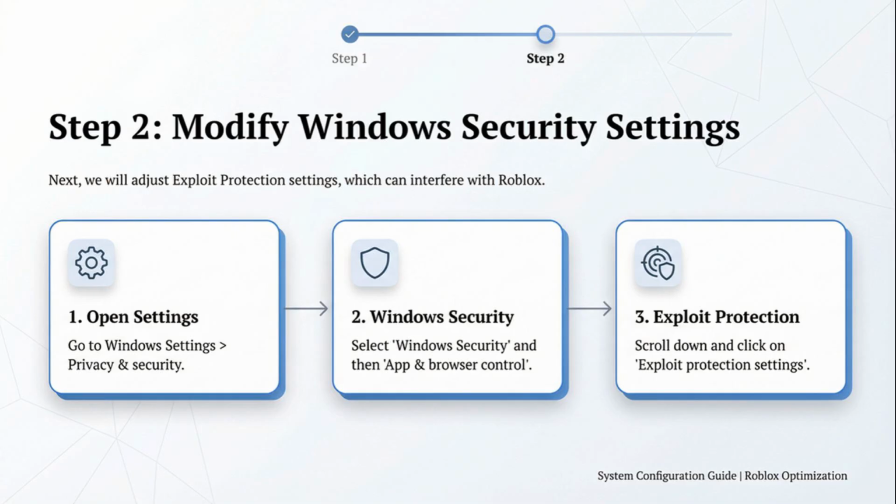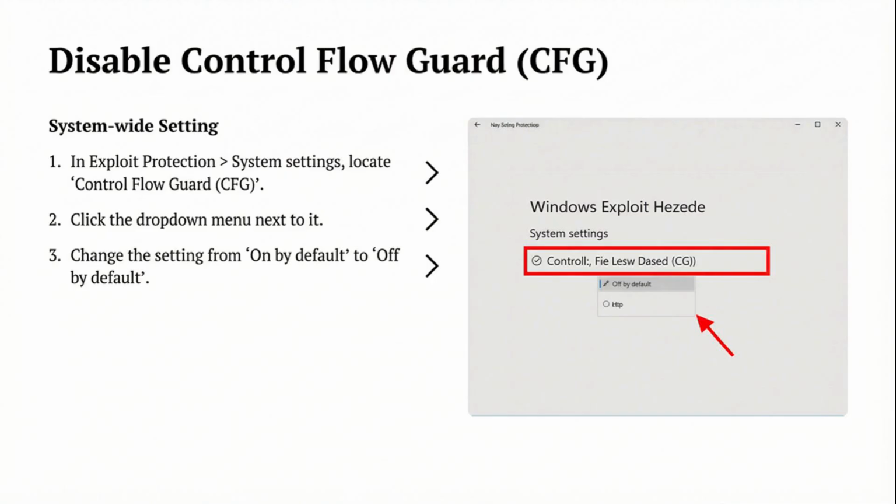Now, let's modify Windows security settings. We'll adjust exploit protection settings that might interfere with Roblox, ensuring smoother gameplay. In this step, disable Control Flow Guard system-wide. Locate it in Exploit Protection settings and switch it off to prevent interference with Roblox.